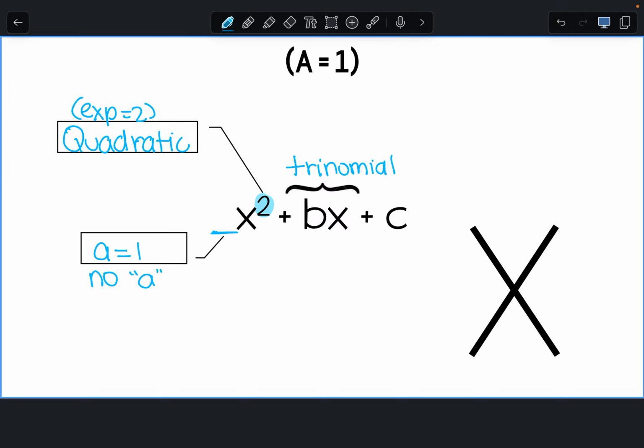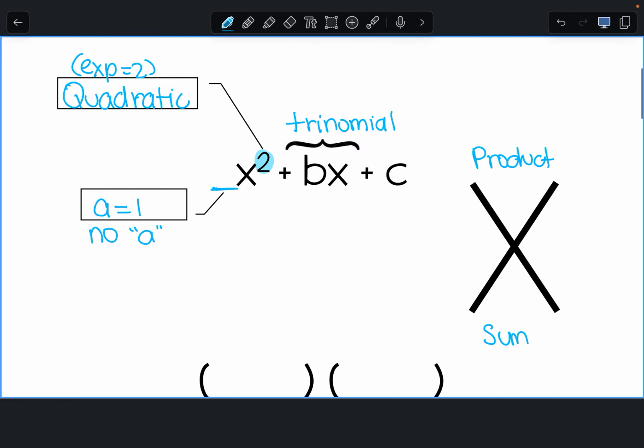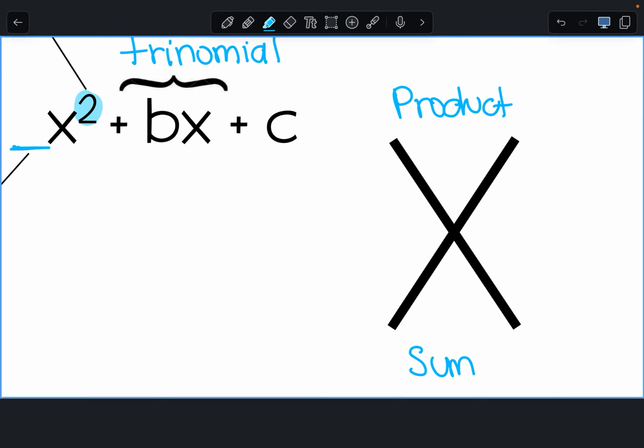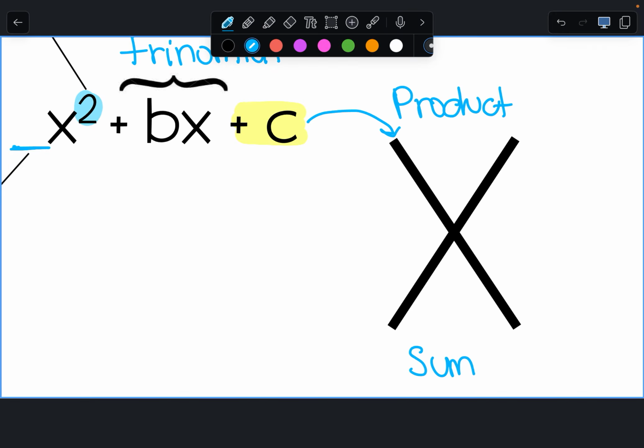Now, this is just a trinomial written in standard form: ax squared plus bx plus c. In our diamond, we know that the product is the top number and the sum is the bottom, okay? The easiest way to remember how to set it up is that the last number falls to the top. B goes to the bottom.